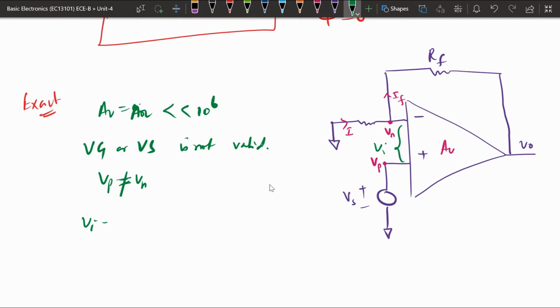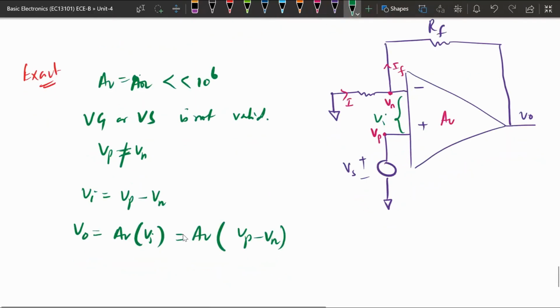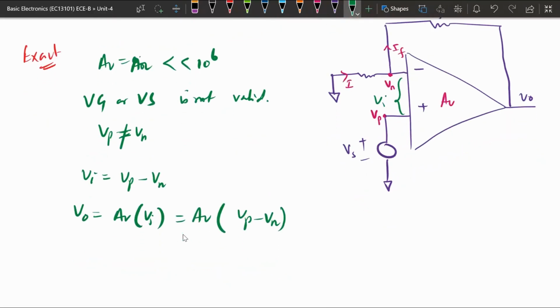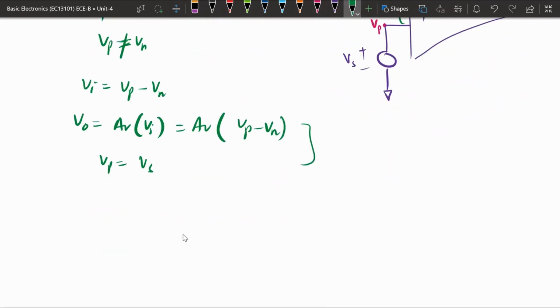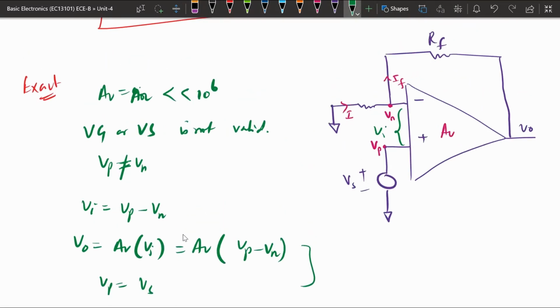The input voltage will be Vp minus Vn, multiplied by the gain value. Considering this, and also Vp is equal to Vs, by considering all these points we can get the output voltage as AV multiplied by (Vs minus Vn). So we need to find out the Vn value.